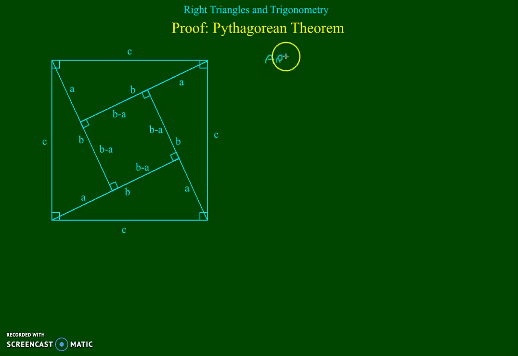The area of the big square equals 4 times the area of the triangle plus the area of the small square.